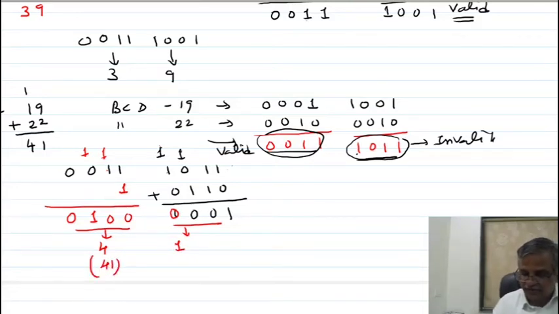Remember again, I am discussing how to add 19 with 22 in BCD arithmetic. I have written the BCD of 19, you already know: 1 in 4-bit binary, 9 in 4-bit binary, and then 22. I am doing the individual addition, and I check that this 4-bit should be less than or equal to 9. If it is less or equal to 9, then it is called valid. This is more than 9, so it is invalid. This is less or equal to 9, so it is valid.